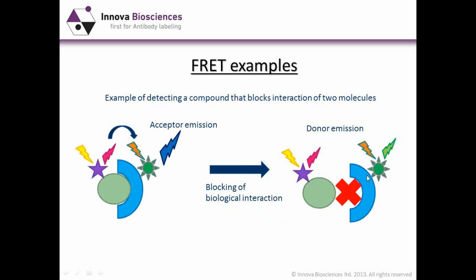If you can block that biological interaction, perhaps with another drug, you can then see that FRET will stop, the acceptor emission will be lost, and you will be having as a readout increasing levels of donor emission. In this way, you can screen for drugs that will block biological interactions.